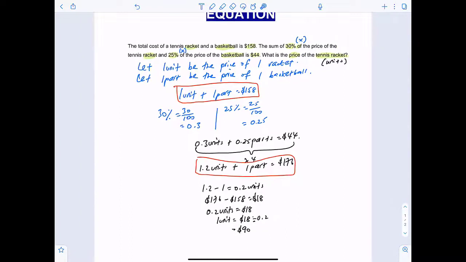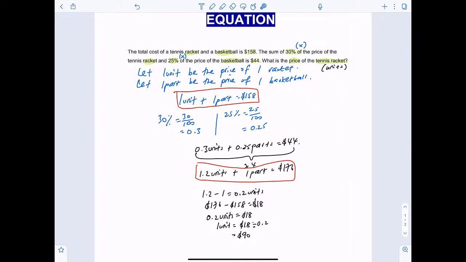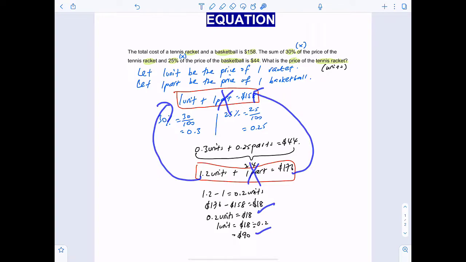Alright, so again, since you want to find the cost of the tennis racket, we try and make the parts the same, and from there we take away the parts which are already the same, find the difference in units, find the difference in money terms, and from there we work with units and we get $90.